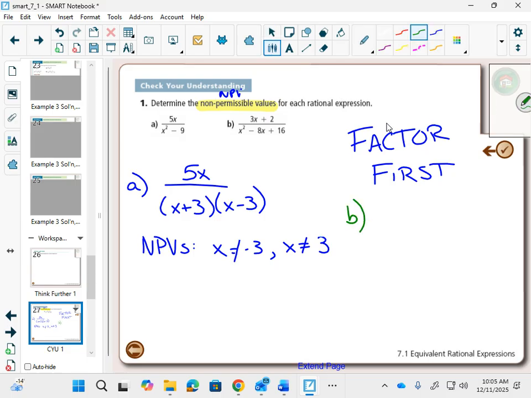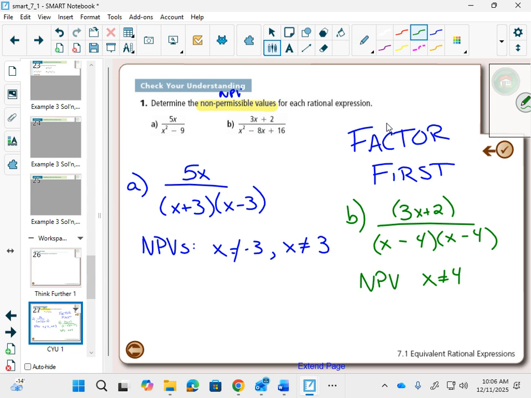What are the non-permissible values here? Well, first I'm going to factor the top. I cannot factor it, but maybe I can factor the bottom. It would have to be x and x, -4. No, one is -4 and one is 4. No, close. Both are negative. Both are -4, so x minus 4, so 4 can't be there. x can't be 4. That non-permissible value comes up twice, but it's the only one there is in this situation.